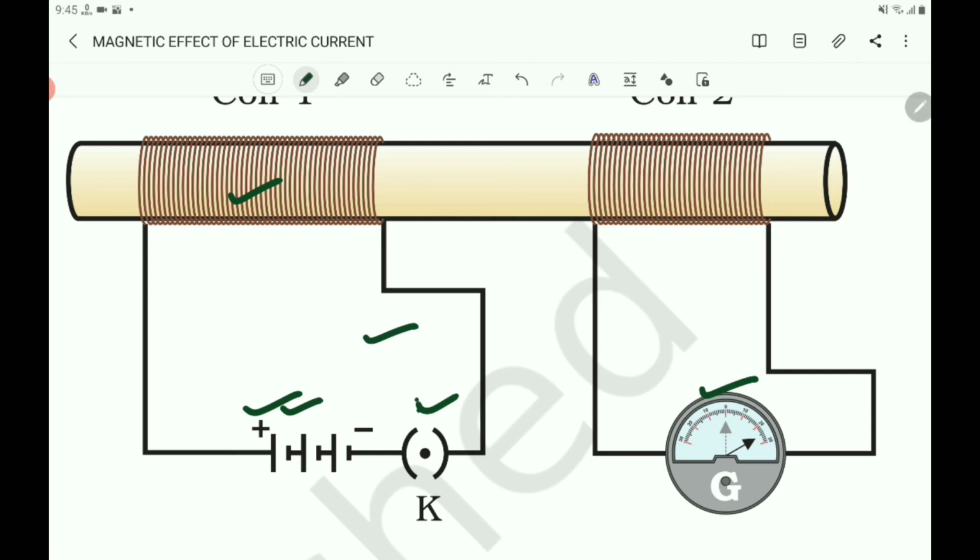As soon as the key is inserted, what happens? The needle of the galvanometer instantly jumps to one side and just as quickly returns to 0, indicating a momentary current in coil 2.